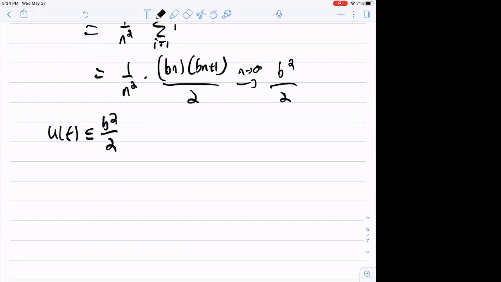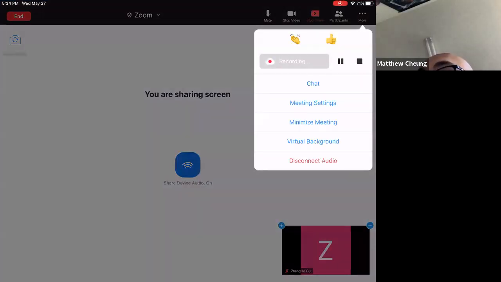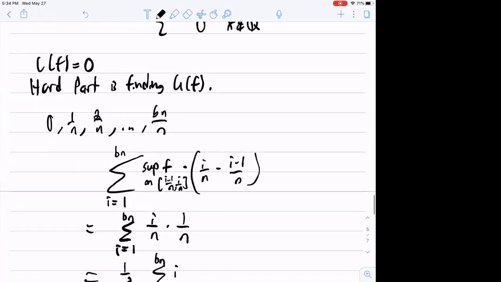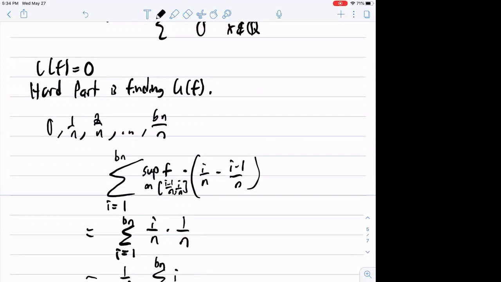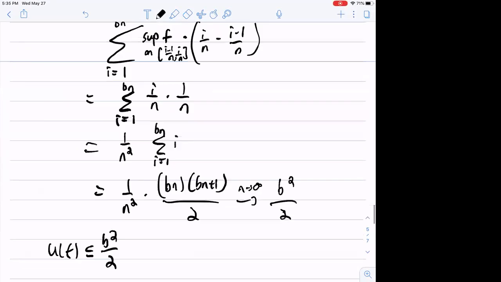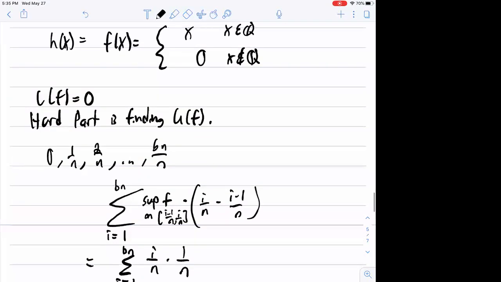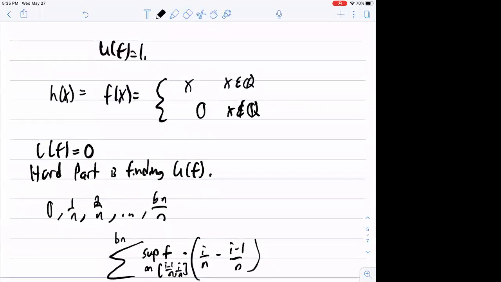So the hard part is how do you get equality? Did anyone show that? Because if you think about it, the U of f is the infimum over all partitions. Your partitions here only have rational points in them, but there are many partitions where the points are irrational. So what do we do? Well, given any partition, what you're going to notice is we're just calculating the integral of x.